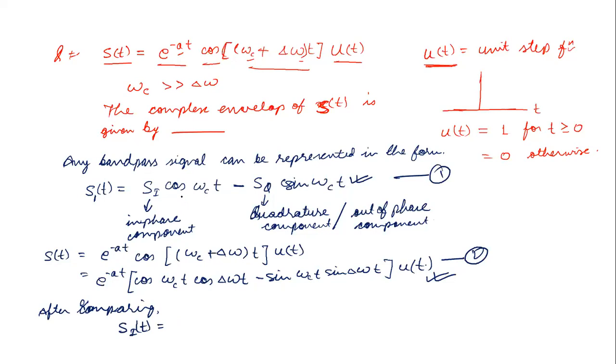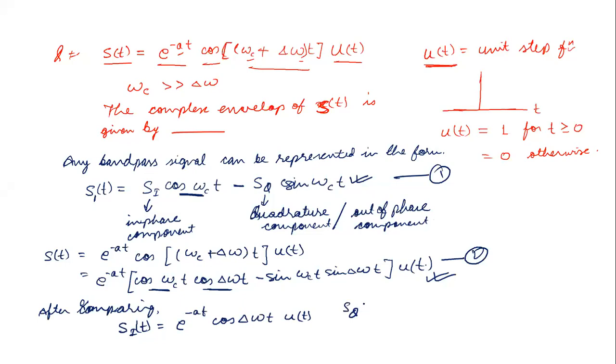हमारे पास यहाँ पर ऑलरेडी आप क्या देख पा रहे हो, cos ω_c t वाला पार्ट यहाँ है अलग, और इसके अलावा हमारे पास क्या है, cos Δω. तो जो S of it का वैल्यू हम लिख सकते हैं, वो क्या लिख सकते हैं, e to the power minus at cos of Δω t ut, क्योंकि यहाँ पर एक ut वाला पार्ट भी आ रहा है.